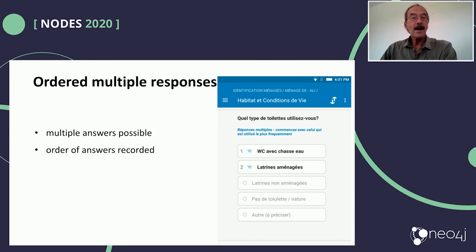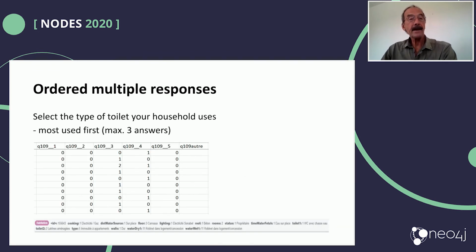The most complex question to implement are the ordered multiple response questions. So on the right-hand side, you have an example. This is a screenshot from the tablet of a question about the toilet types used by the household. The tablet will record all the answers, and in addition, it will record the order in which the answers were given. All this is later in the data.